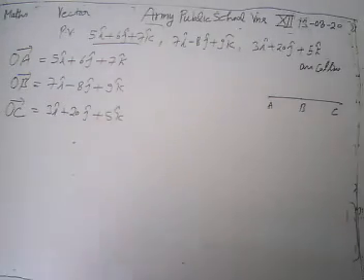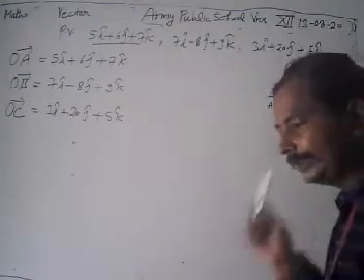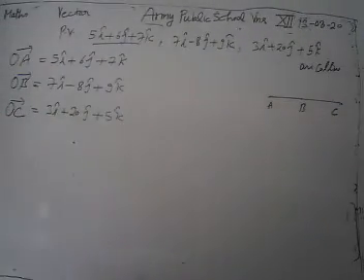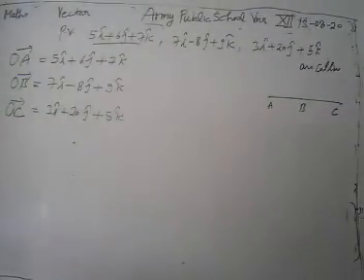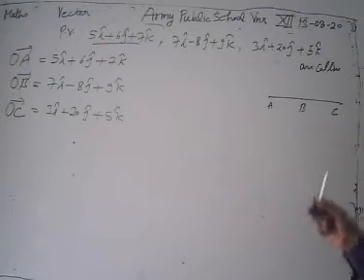Since the position vectors are given, we take O as the origin, and vector OA, vector OB and vector OC are represented by these vectors. Now we want to show that points A, B, C are collinear to each other. How can we show that A, B, C are collinear?